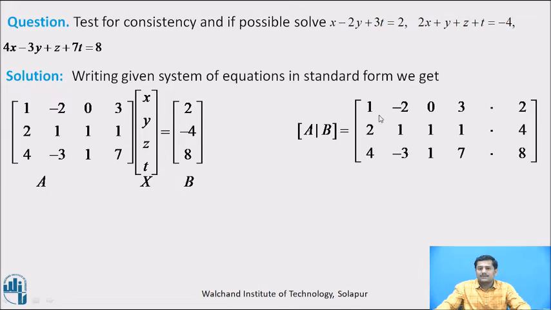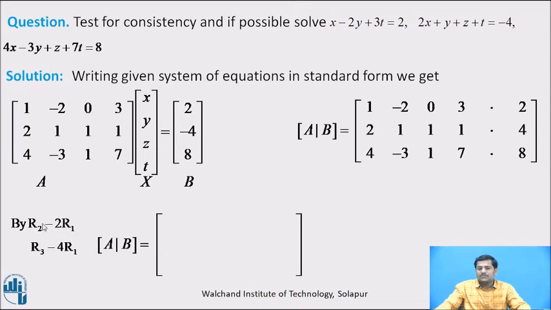First of all, let us consider this first diagonal entry and convert these two entries to 0 using row number 1. To convert this 2 to 0 using row number 1, we have to perform the transformation R2 minus 2R1. Again, to convert this 4 to 0 using row number 1, we perform the transformation R3 minus 4 times R1. So let us consider the augmented matrix AB, in which we apply the transformations on R2 and R3. It means row number 1 we have to copy as it is.